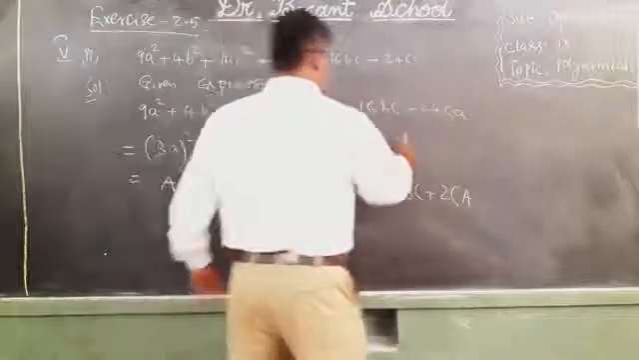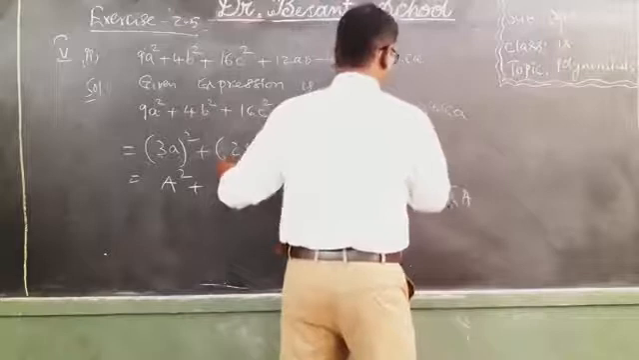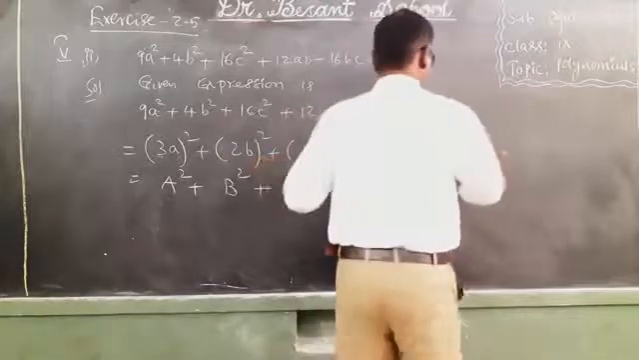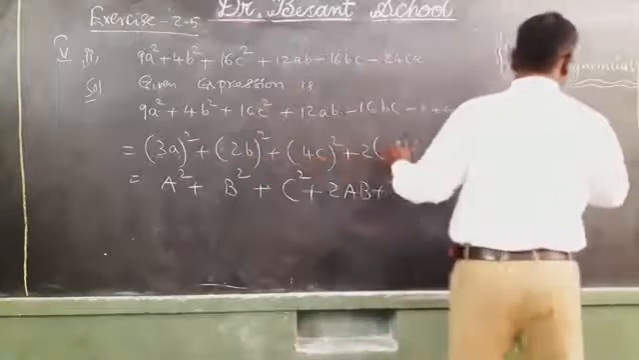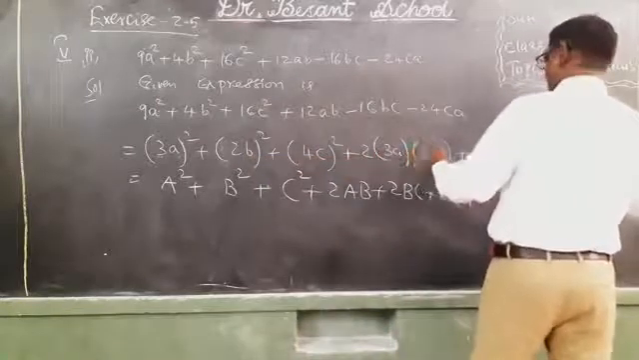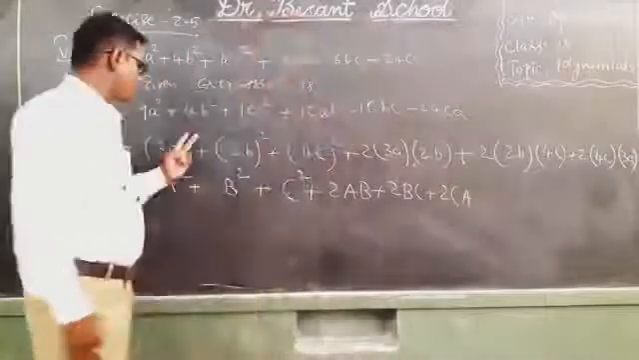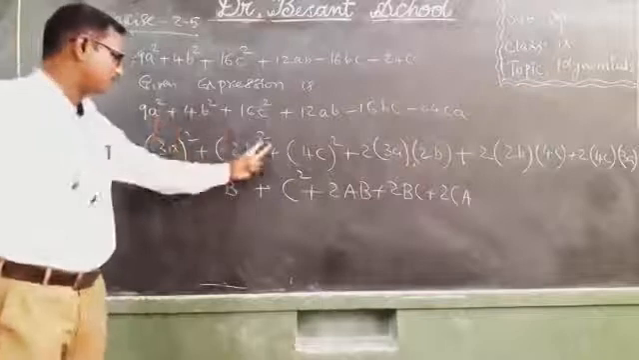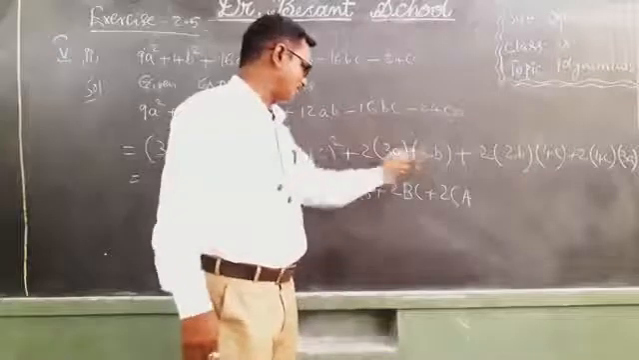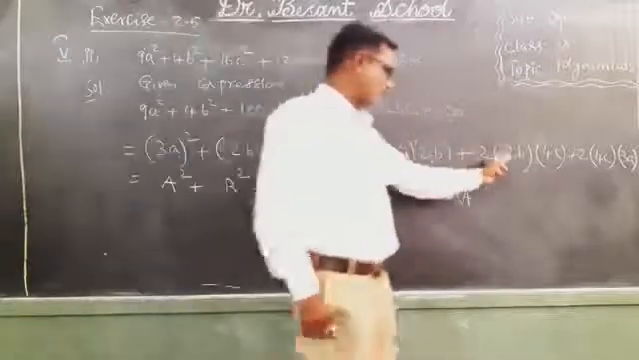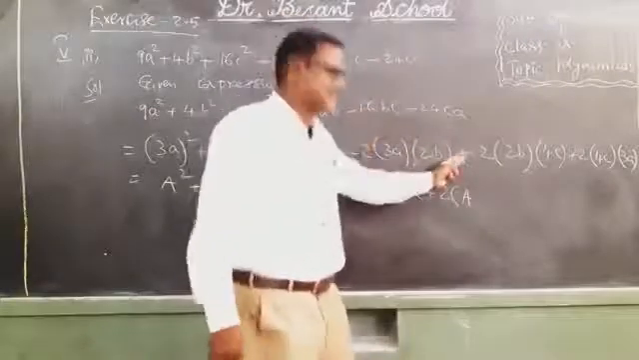Now identify. Plus 2 into A means 3a, into B means 2b, plus 2BC. 2 into B means 2b, C means 4c, plus 2CA. 2 into C means 4c, A means 3a. Okay children, once verify. 3a whole square, 9a square, plus 2b whole square, 4b square, plus 4c whole square, 16c square. 2 3 is 6, 6 2 is 12, 12ab plus 12ab. 2 2 is 4, 4 4 is 16bc, plus 16bc. Of course it is minus 16bc, we got plus 16bc.